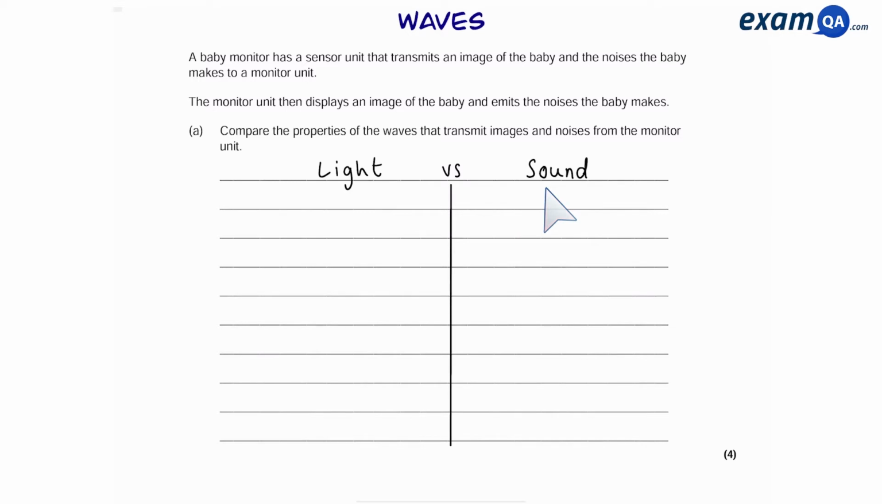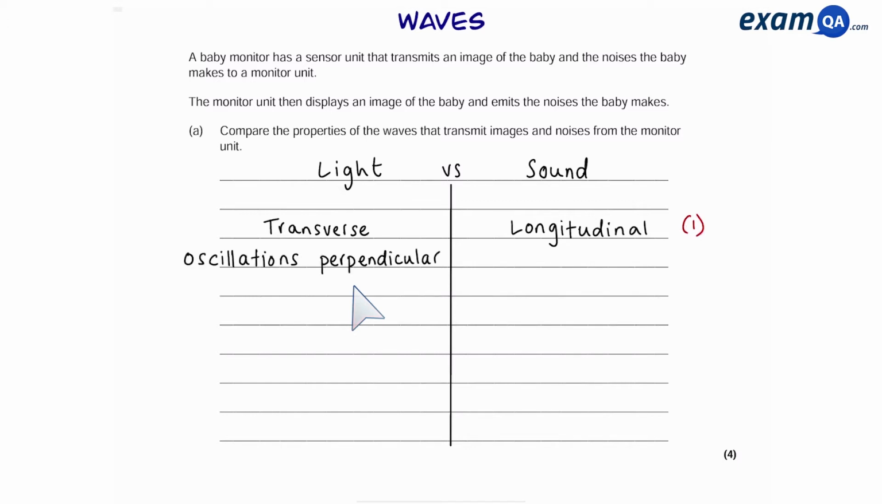Okay, so light waves are an example of a transverse wave. In fact, all electromagnetic waves, micro, radio, infrared, visible light, ultraviolet, X-ray and gamma ray, they are all transverse waves. Sound, on the other hand, is a longitudinal wave. So that's 1 mark. Okay, let's see if we can get 4.